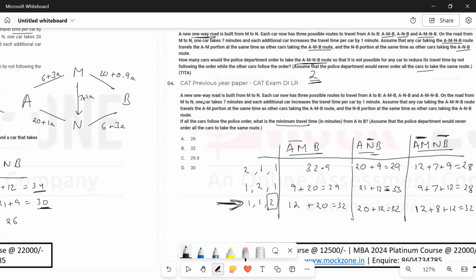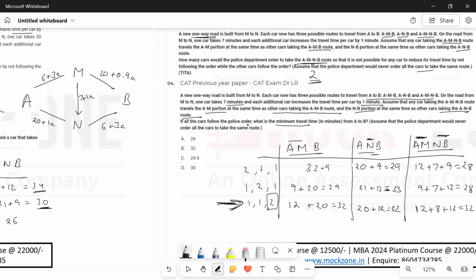Coming to the last question, it says, again the same question is there. A new road is built from M to N. Now there are three routes possible. On the road from M to N, there are 7 minutes to take for a single car, and every car increases the time by 1 minute. Assume that any car taking A and B route travels the AM portion at the same time as the other cars taking the A and B route, and the NB portion at the same time as the other cars taking A and B route, as we discussed in the previous question.